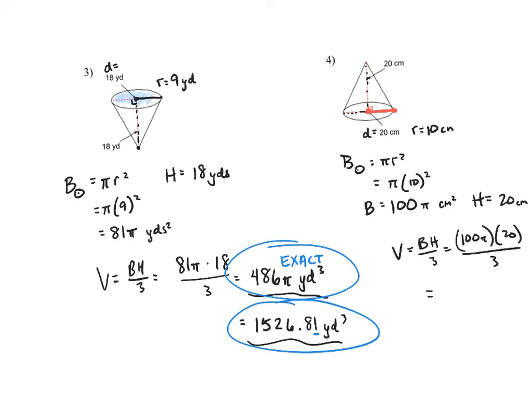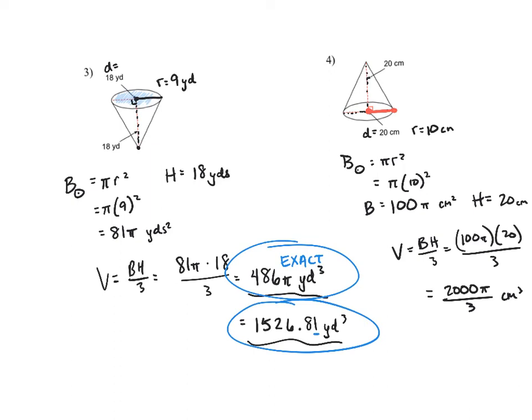20 times 100 pi, 2,000 pies. 2,000 pies sounds way better than 100 pies. So 2,000 pies over 3. And the units was centimeters cubed. So that's an exact answer.